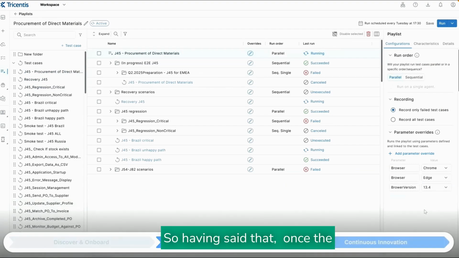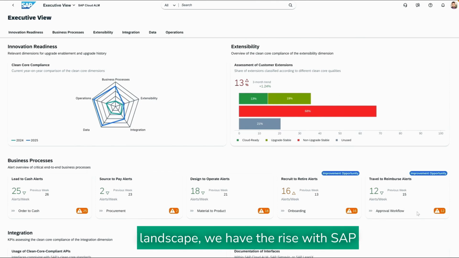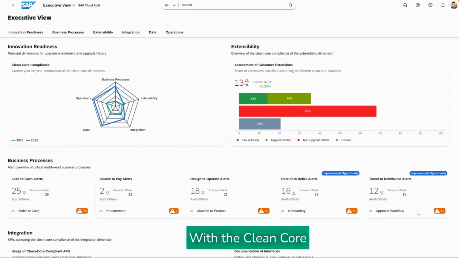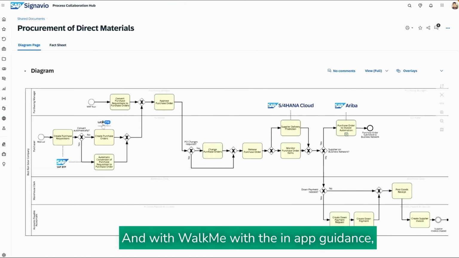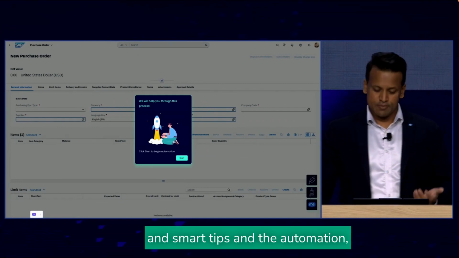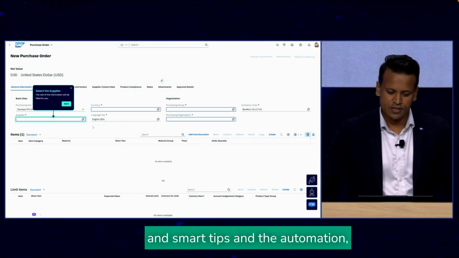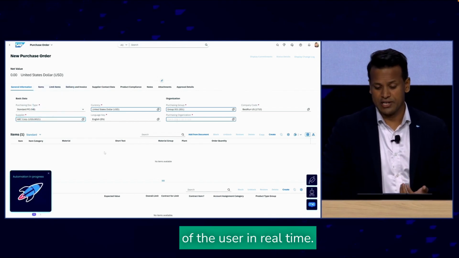Having said that, once the system is live, once your processes are live, once you've modernized your landscape, we have the Rise with SAP methodology dashboard helping you maintain your system in the clean core state with the clean core dimensions as you see here. And with WalkMe, with the in-app guidance, with the smart walkthroughs and smart tips and the automation, we have covered the adoption journey of the user in real time.